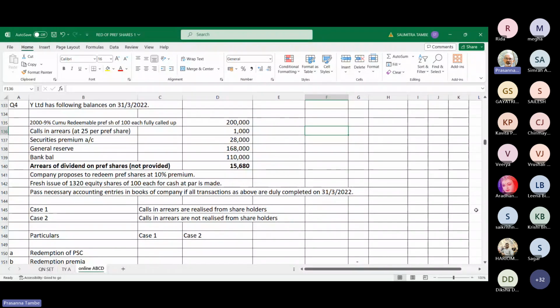So what are the options before us? One option is to collect the money from shareholders so that it will become fully paid. And if they don't pay, what is the other option?